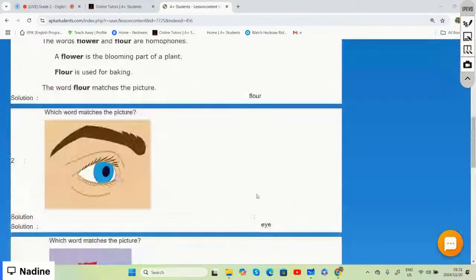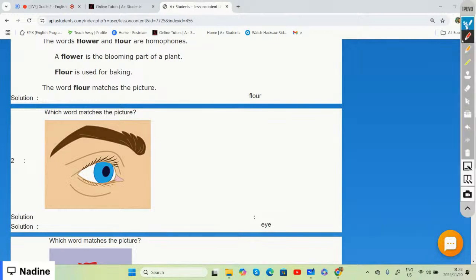Let's look at the next one. What is the word that they are showing? And if we were to look at the picture, because remember we need to match the pictures, right? Then we will say this is I. And the word that sounds the same as I is also I.